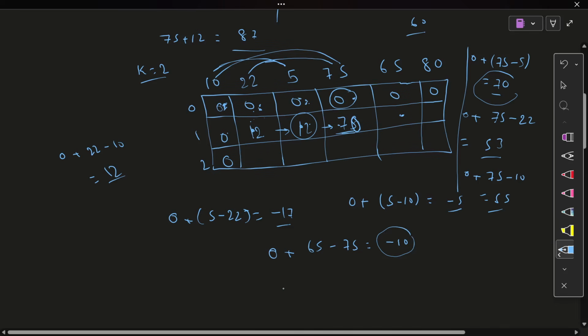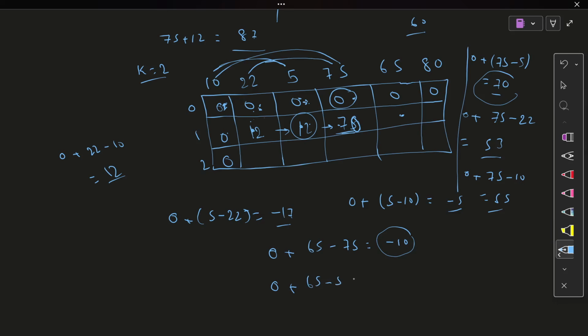Then the second one, 0 plus this one, I got 0 from 0 transactions. Then 65 is the selling price, minus 5. How much? This is 60. Okay. Then for here, 0 plus 65 minus 22. How much? 5 minus 2, 3. 6 minus 2, 4. 43.